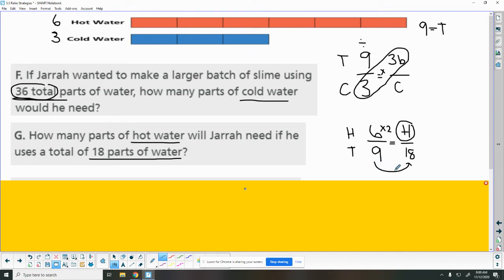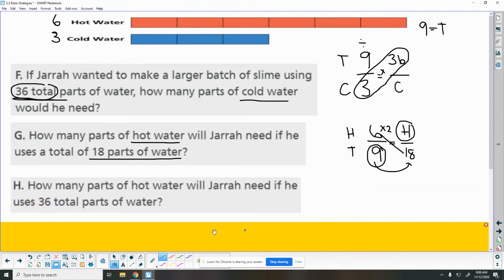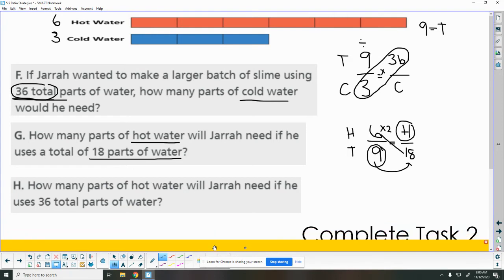If I don't notice that 9 is a factor of 18, I can times 6 and 18 and then divide by 9 as well. And either way, you're going to get the same answer. And another problem it asks us is how many parts of hot water, so we're comparing hot, will he need if he uses 36 total? So now I'm comparing hot to the total. So hot water is 6, total is 9.